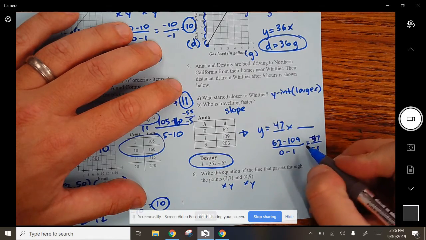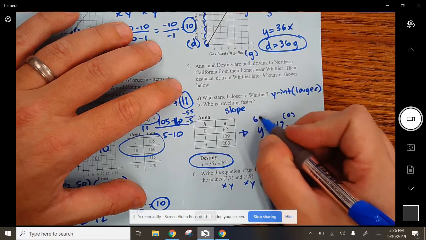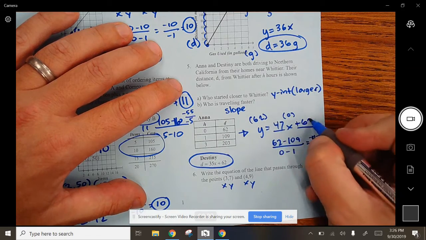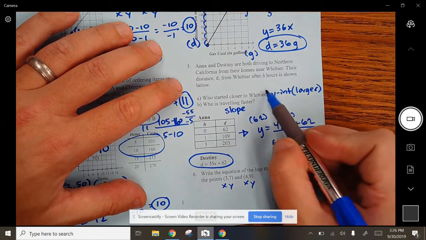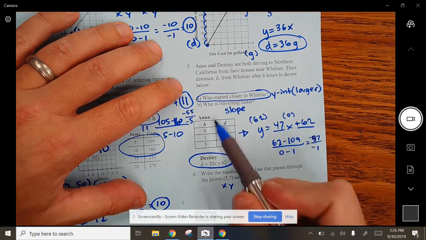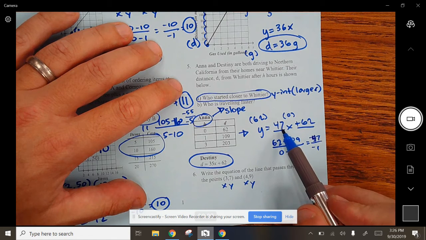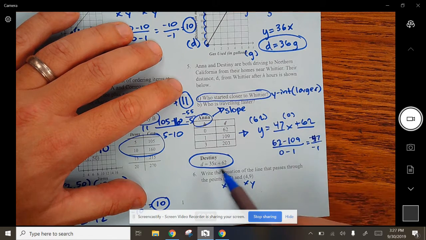And then if I plug in 0 here, again, that's my shortcut. I know it's going to be plus 62. So guess what? They have the same y-intercept, but which one's traveling faster? Anna. Anna's traveling faster. She's going 47 distance per hour as opposed to 35.